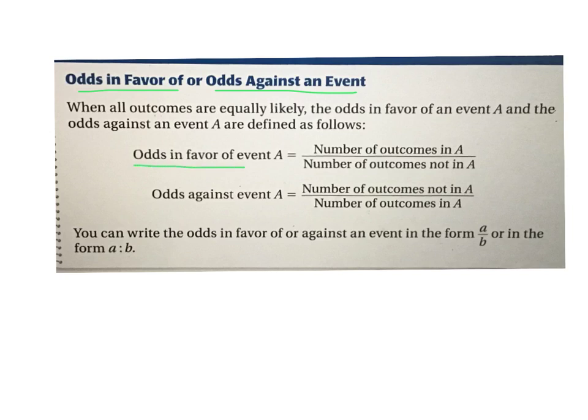Odds in favor of an event are this: the number of outcomes in A and the number of outcomes not in A. So it's not the total number on the bottom, it is just the other parts that are not in A. Odds against A would be the number of outcomes not in A over the number of outcomes in A. So basically they are reciprocals of each other. Odds in favor or odds against. Let's try one, see what it looks like.